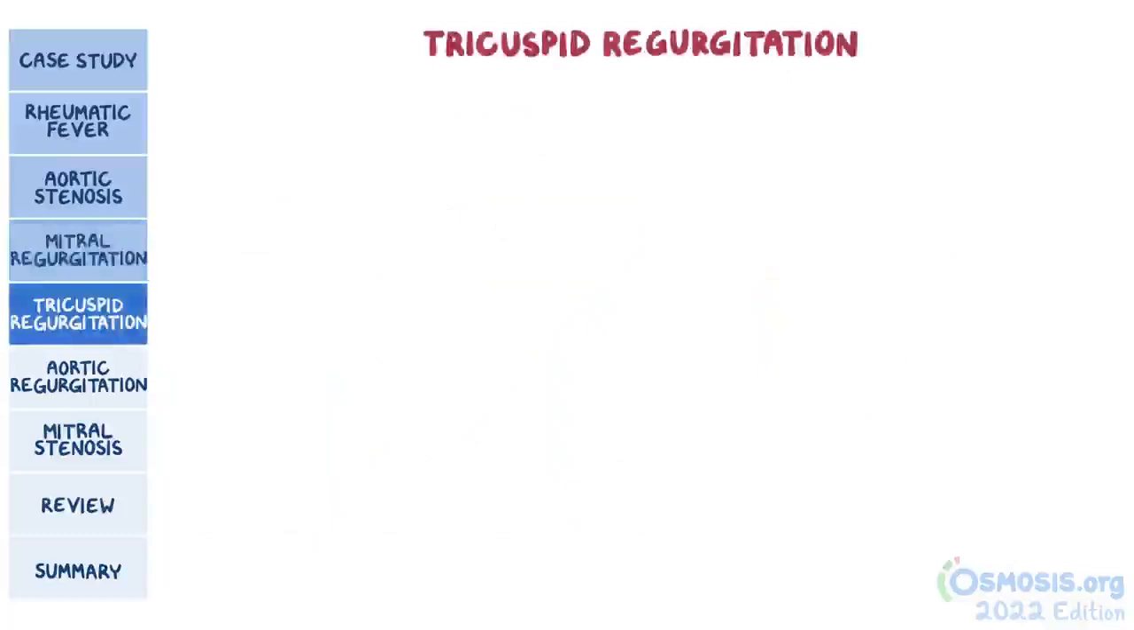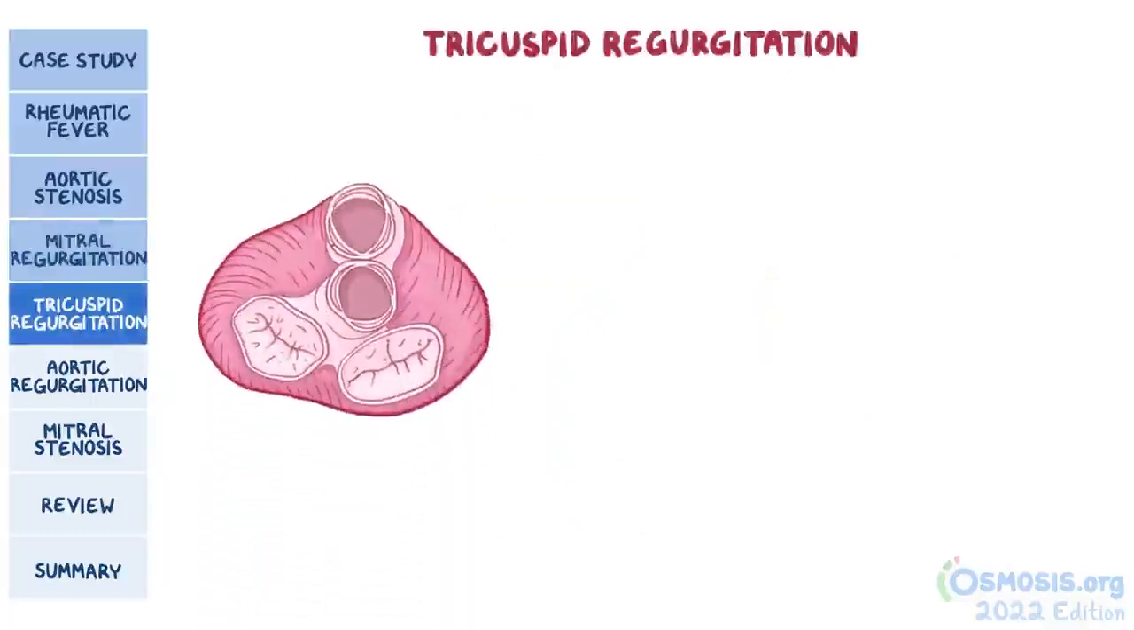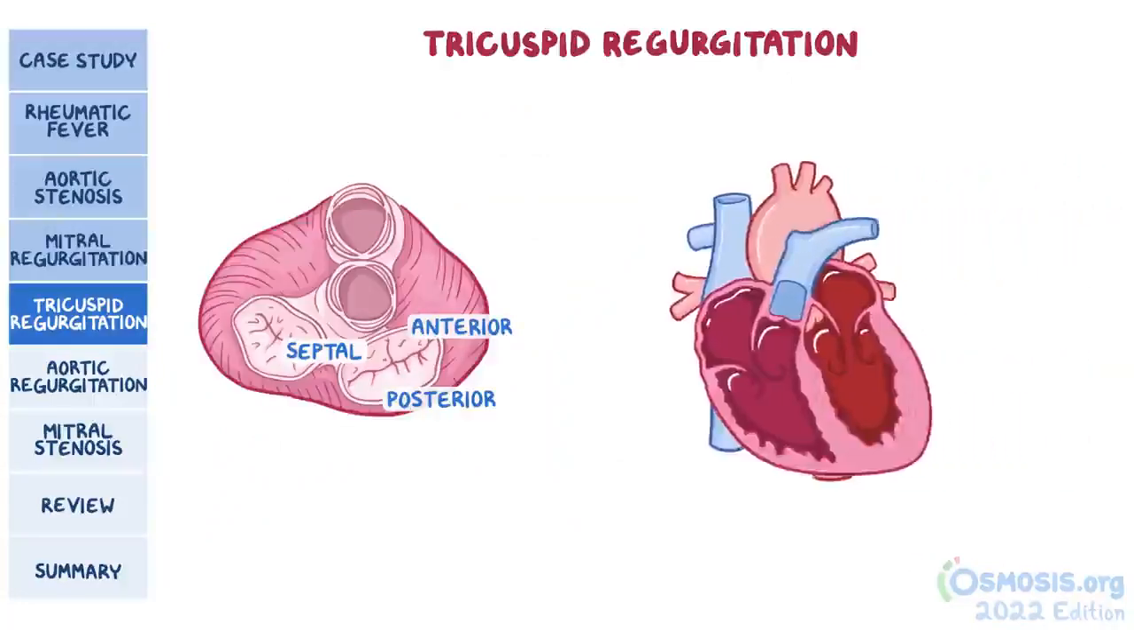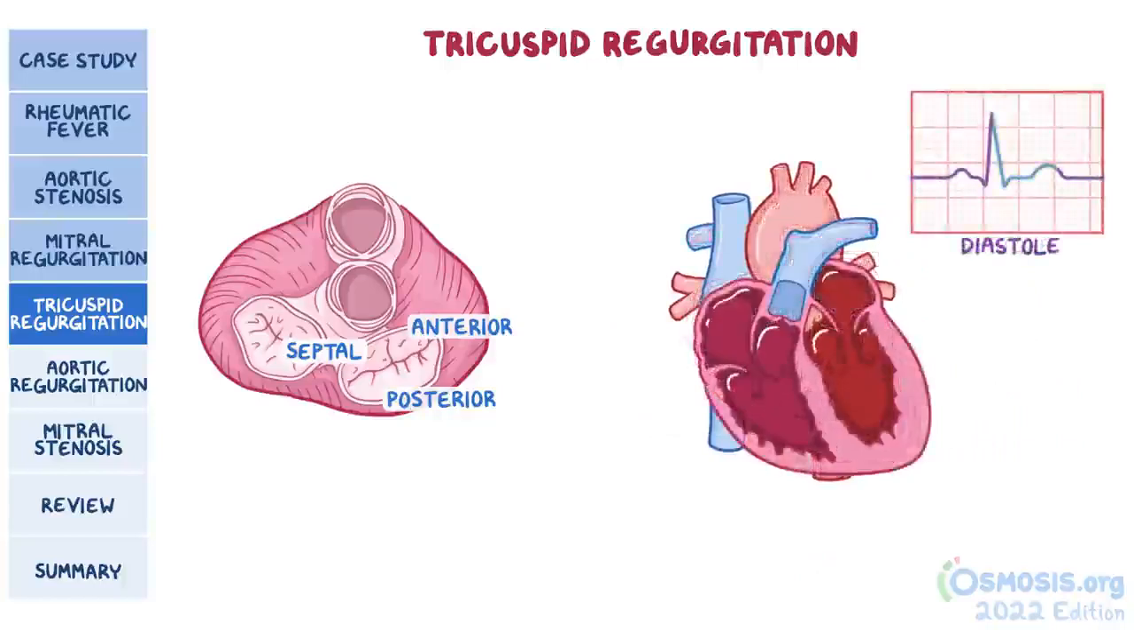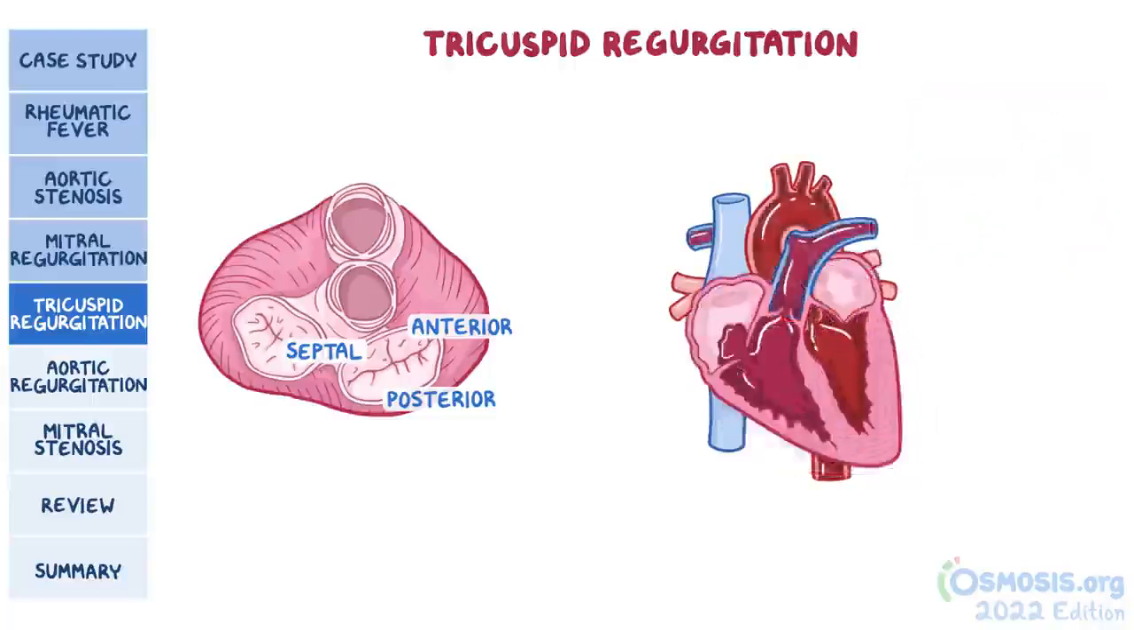Finally, there's tricuspid regurgitation. The tricuspid valve has 3 leaflets, the anterior, posterior, and medial or septal leaflets, and together they separate the right atrium from the right ventricle. During systole, the tricuspid valve closes, and during diastole, the tricuspid valve opens and blood fills the right ventricle. Tricuspid regurgitation happens when the tricuspid valve doesn't close completely and blood leaks back from the right ventricle into the right atrium during systole.